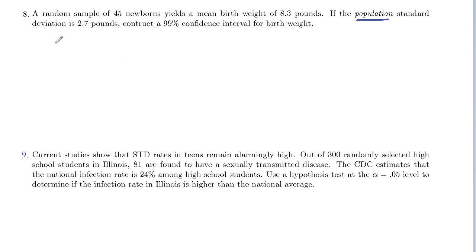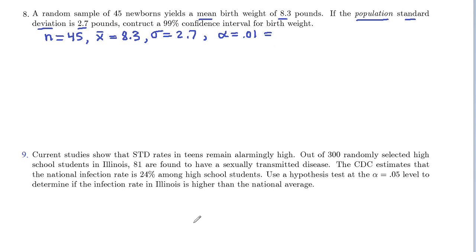Our random sample of 45 newborns, so we know n is equal to 45. The mean birth weight is 8.3 pounds. That's our sample birth weight, so that's x bar. And then they give us population standard deviation is 2.7, so that's sigma. So we know sigma, so we're going to be using z-values. So sigma is 2.7. We want a 99% confidence. 99% confidence means alpha is 0.01.